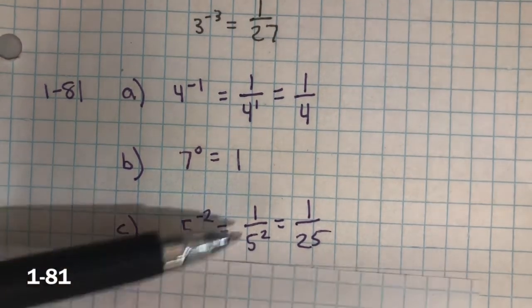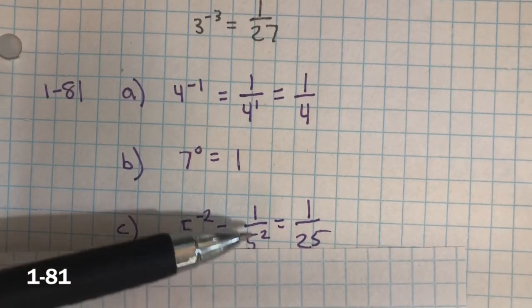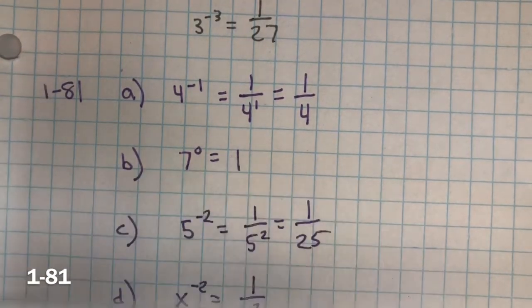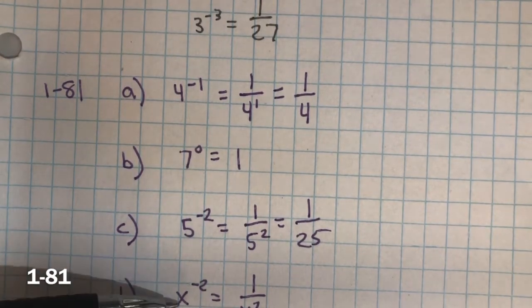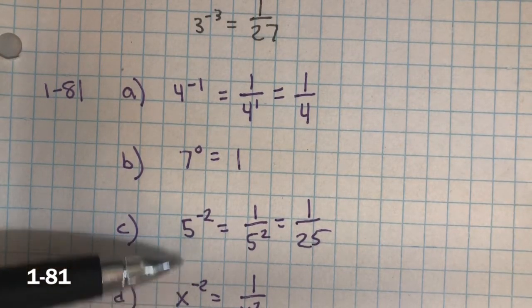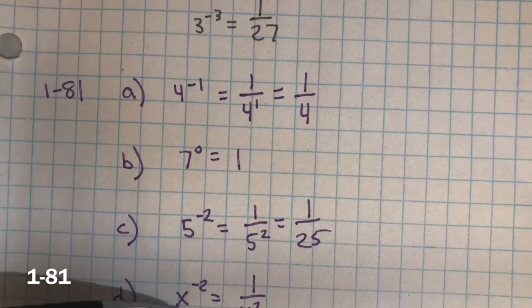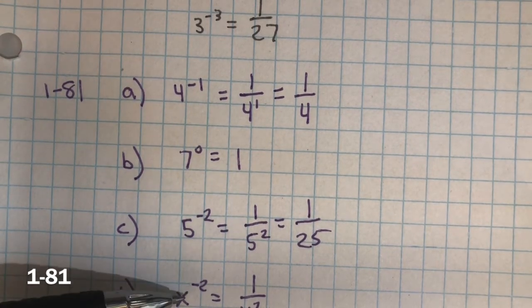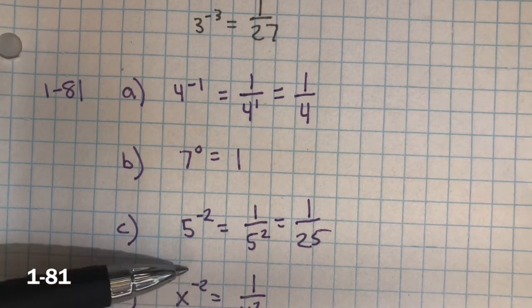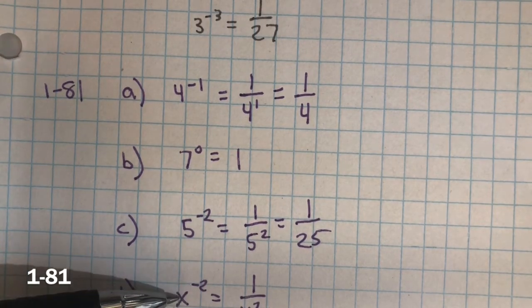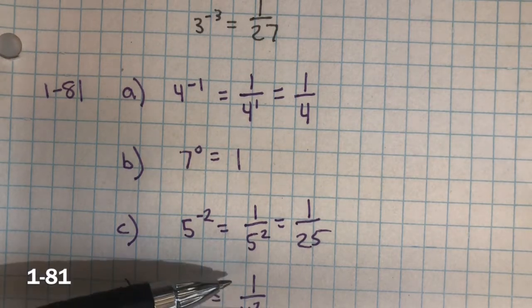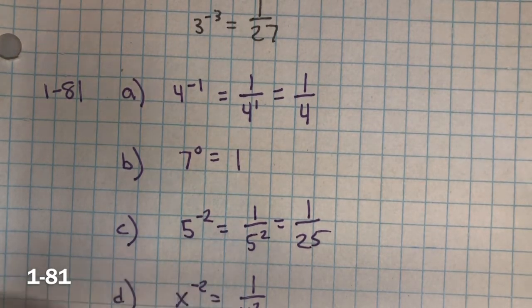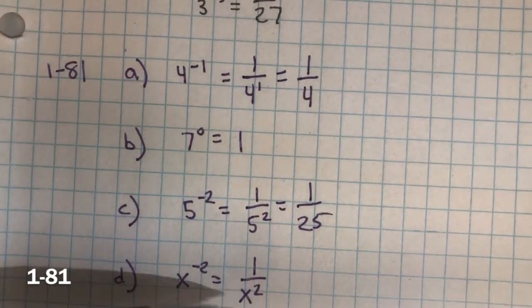If you were to have a negative exponent in the denominator, you would bring it up to the numerator and then simplify. For D, x to the negative second power. It doesn't matter if it's a variable or an integer, you still apply the same rule. If it's a negative exponent in the numerator, bring it down to the denominator, and it's 1 divided by x squared.